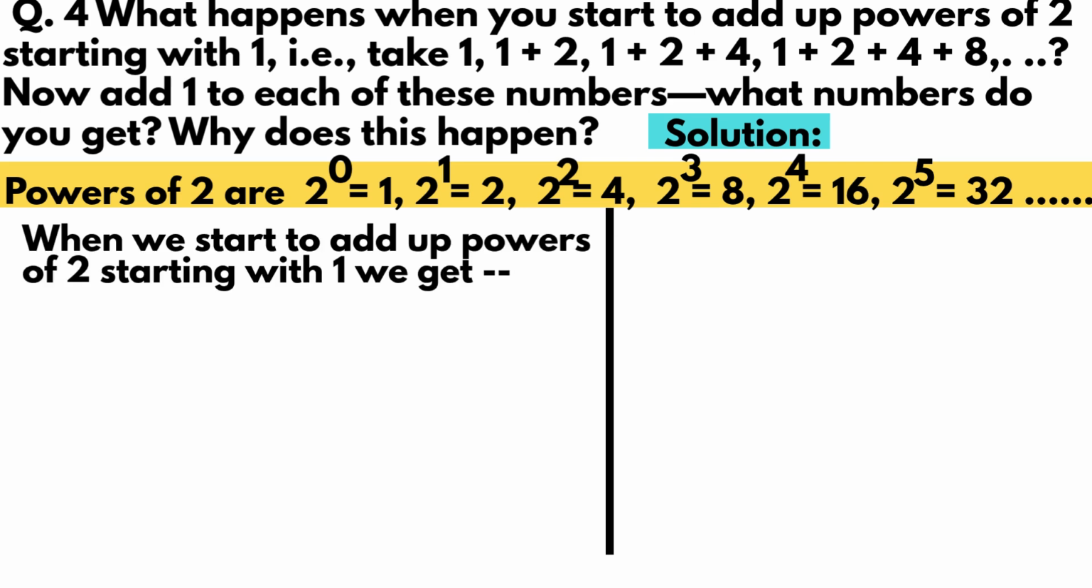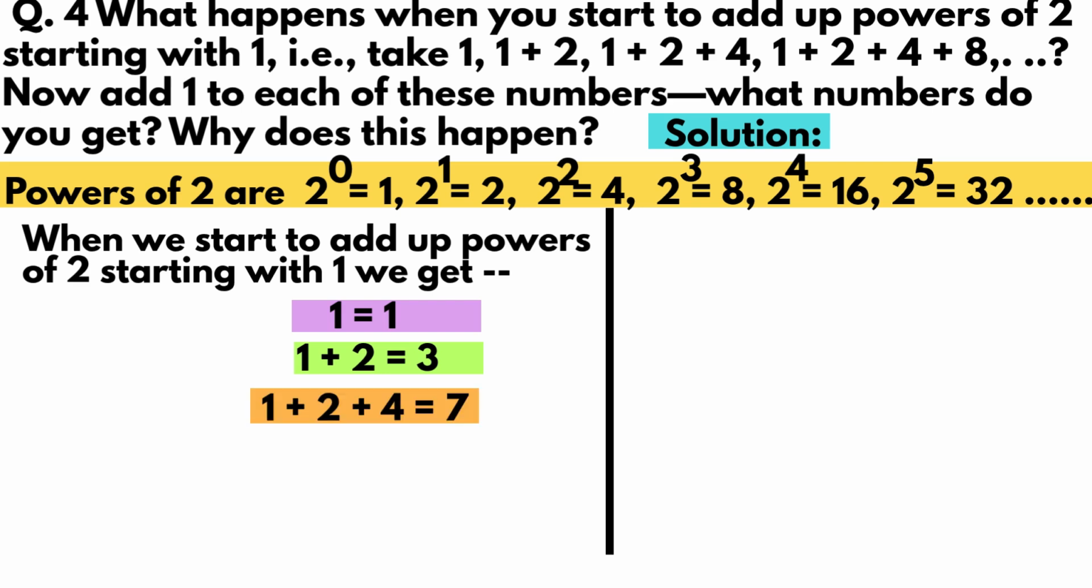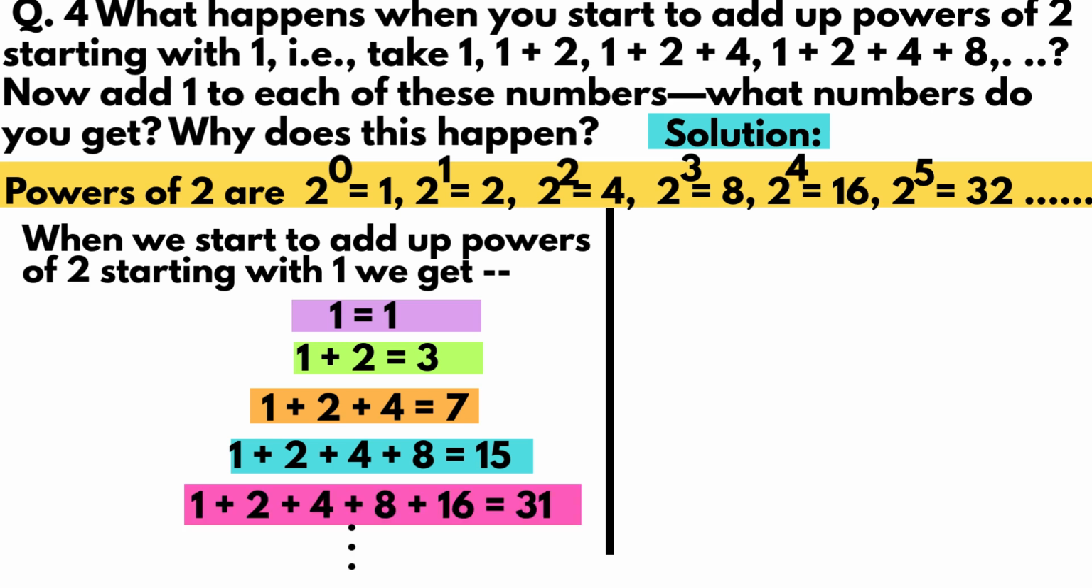When we start to add up powers of 2 starting with 1, we get 1 equal to 1. When two powers of 2 are added, that is 1 plus 2 equal to 3. When three powers of 2 are added, we get 1 plus 2 plus 4 equal to 7. When four powers of 2 are added, that is 1 plus 2 plus 4 plus 8 equal to 15. When five powers are added, we get 1 plus 2 plus 4 plus 8 plus 16 equal to 31, and so on.